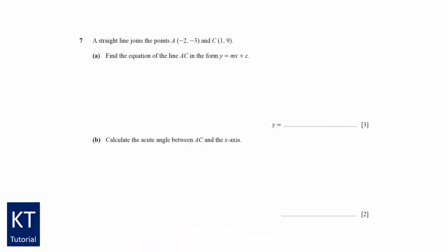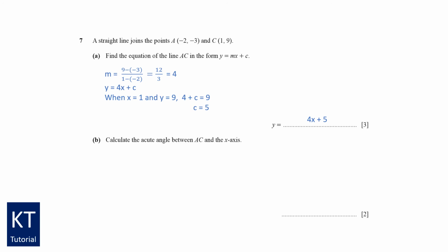Question 7. A straight line joins the points A (minus 2, minus 3) and C (1, 9). Find the equation of the line AC in the form y equals mx plus c. The essence here is to identify the values of m and c for the equation y equals mx plus c. By using information from the two given coordinates, y can be derived as 4x plus 5.